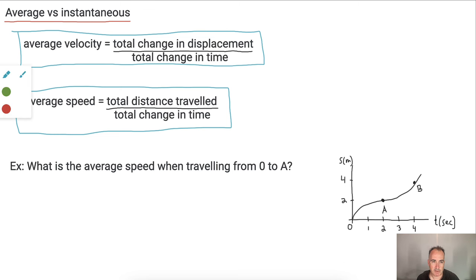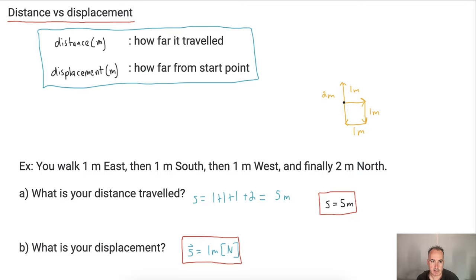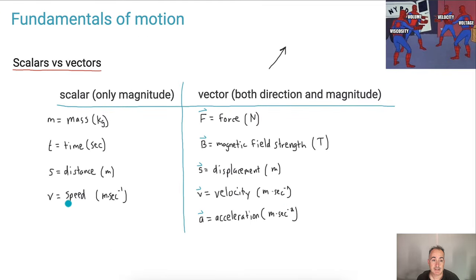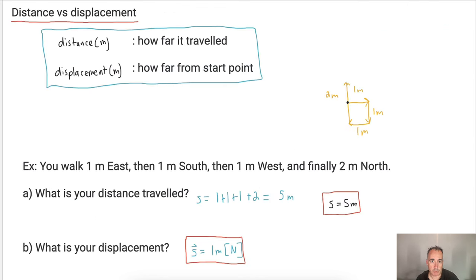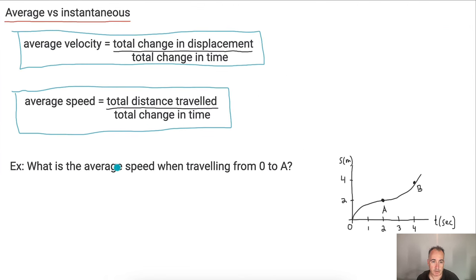So remember, the difference between speed and velocity is just that speed is a scalar. So we just say the units and the distance, the magnitude of this vector. But with velocity, we have to say a direction. So in this case, we don't really care about the velocity. We're asking, what's the average speed? All we've got to do is care about the start to the finish.